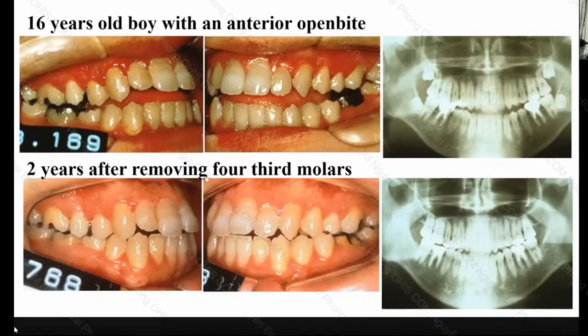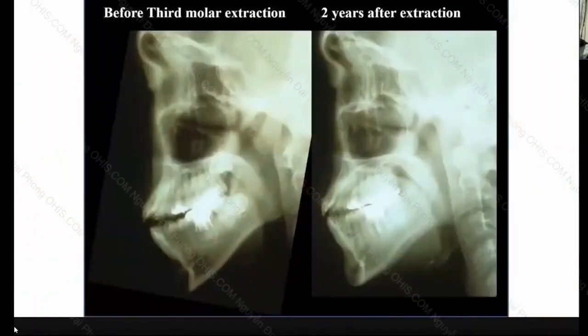Then he came with this kind of occlusion. Yeah, the anterior open bite has naturally closed down like this. Not, of course, a perfect occlusion, but anyway, the anterior bite is closing. So, oh, good. Yeah, this is before third molar extraction. After 2 years after third molar extraction, the mandible is closing.